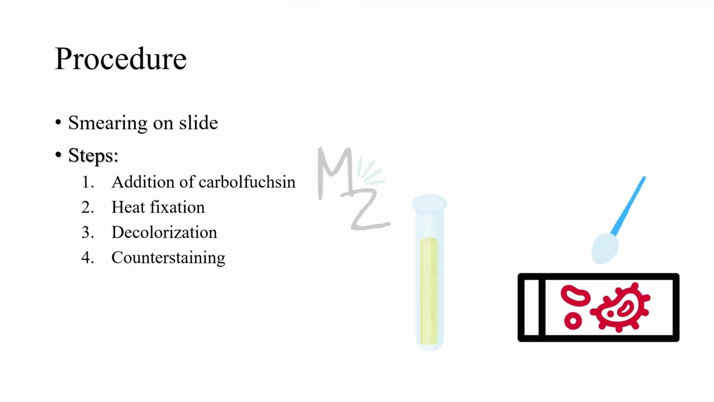There are a total of 4 steps involved in acid-fast staining. The first one is addition of carbol fuchsin, that's the primary stain. Then heat fixation. The third step is decolorization, which is done with acid alcohol. And the last step is counter staining, which is done with methylene blue. That's the counter stain. Let's talk about each step in detail.